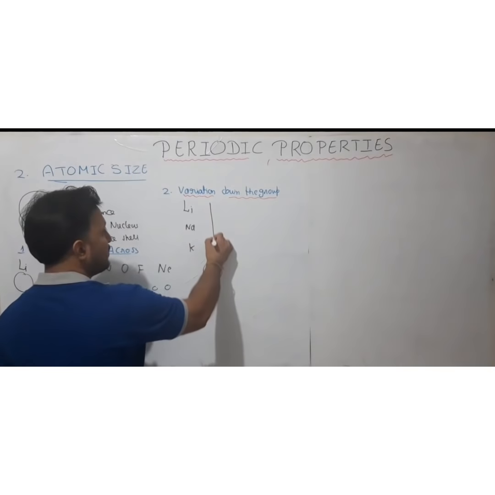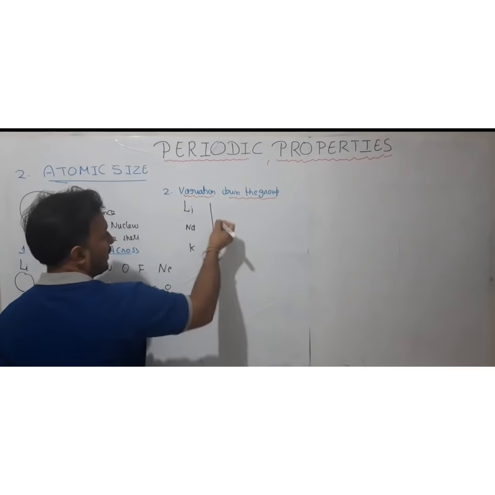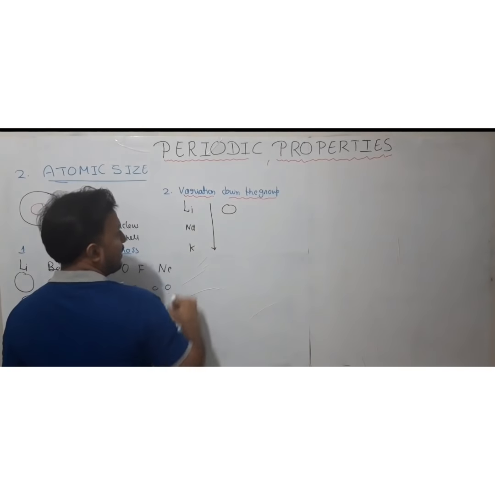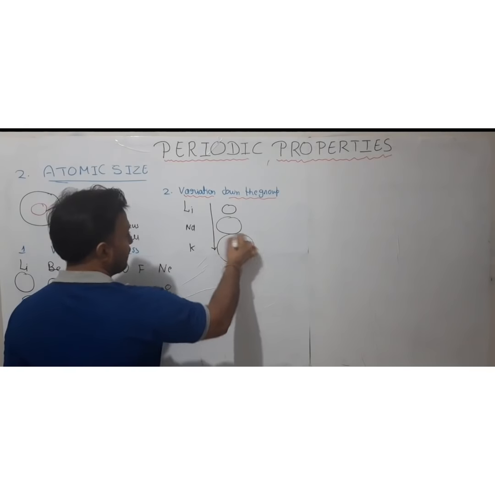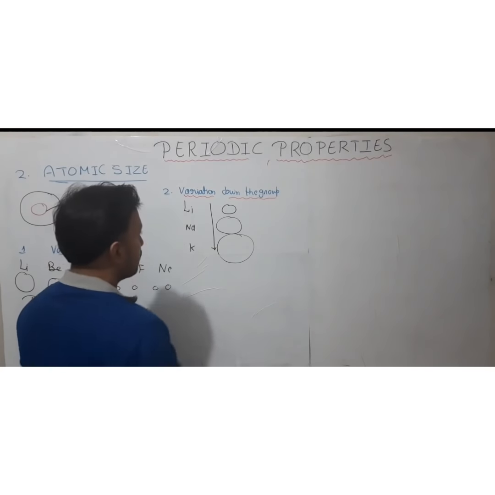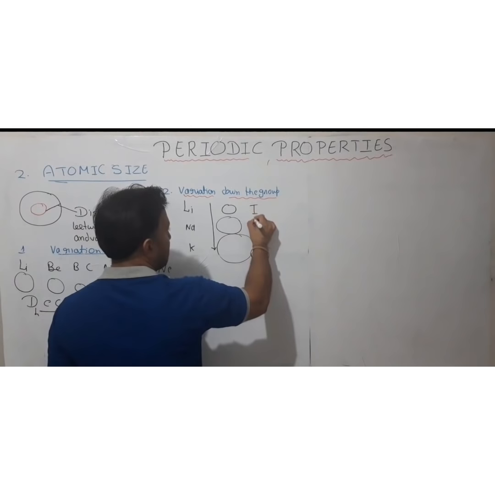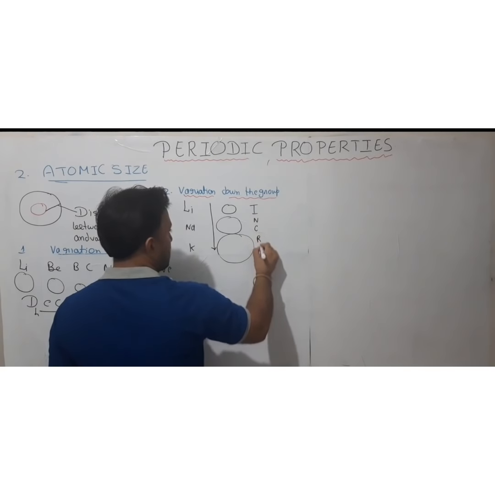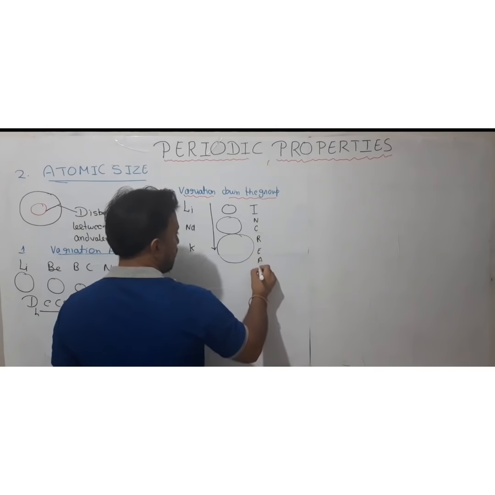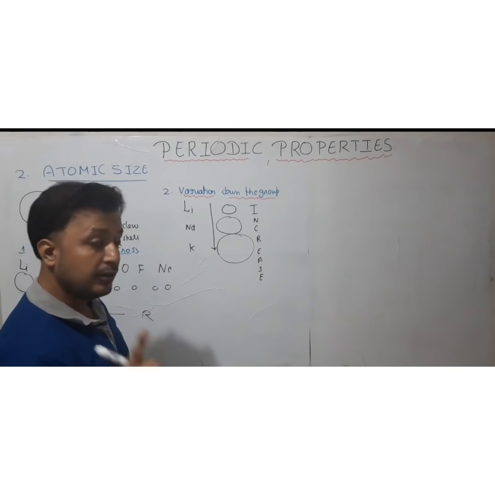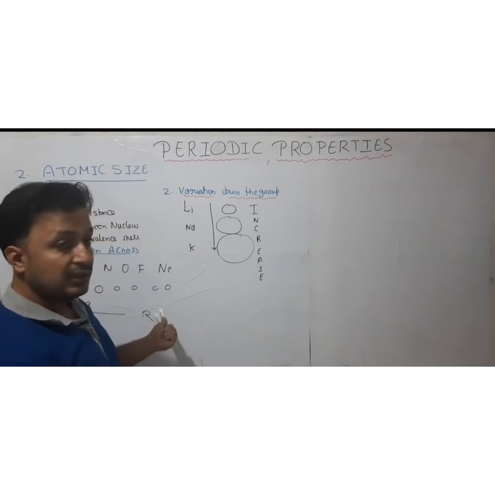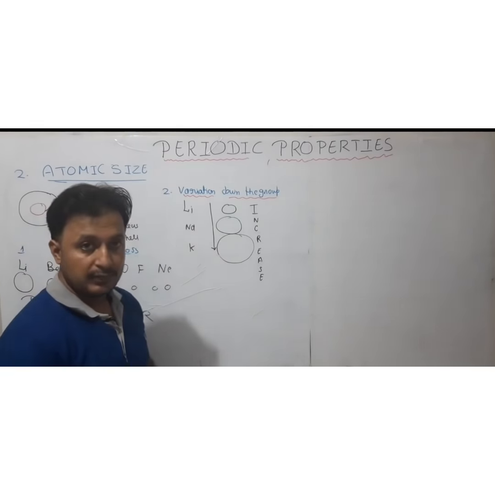So when we move from lithium to sodium to potassium, suppose lithium has this much size, then sodium will have a greater size than that, and then potassium will have more size than that. So it means the atomic size is going to increase when we move down the group because of the decrease in nuclear charge. So you have seen that we are using that property here.